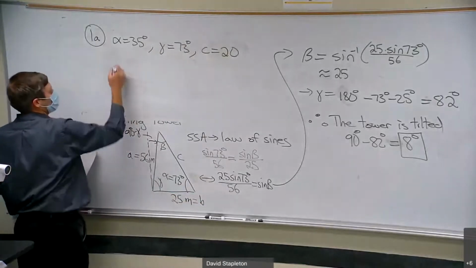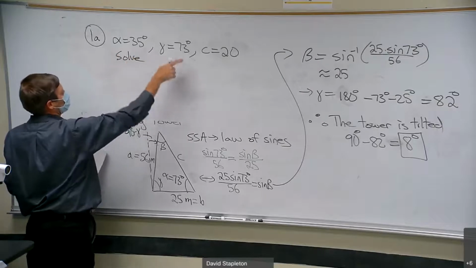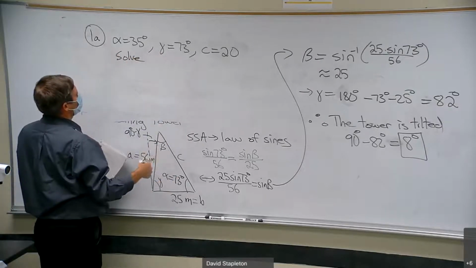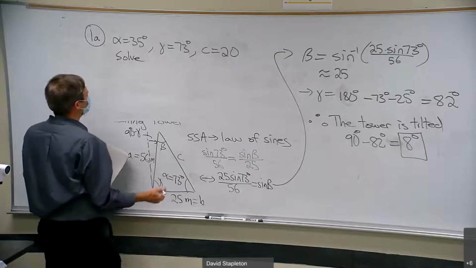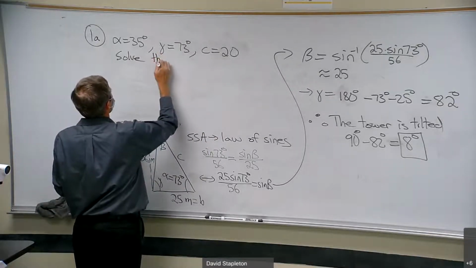And this time I'm going to say, I don't just want the one angle there. I want to solve the triangle, meaning I'm given 3 pieces of information. There's 3 sides and 3 angles, so there's 6 total measures. I'm going to find the other 3. So solve the triangle means find the last 3.